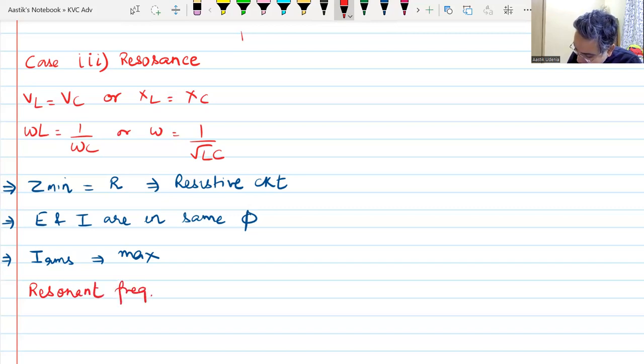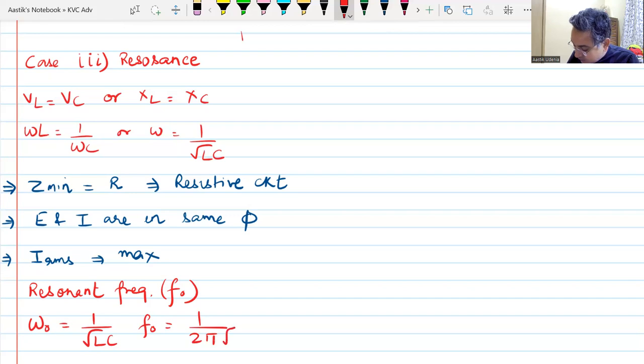Resonant frequency is the frequency at which this happens. The value of this resonant frequency, if I say omega naught, angular frequency, is 1 by root over LC. The resonant frequency f naught is 1 by 2 pi under root LC. Do we understand this? This is known as the condition of resonance.